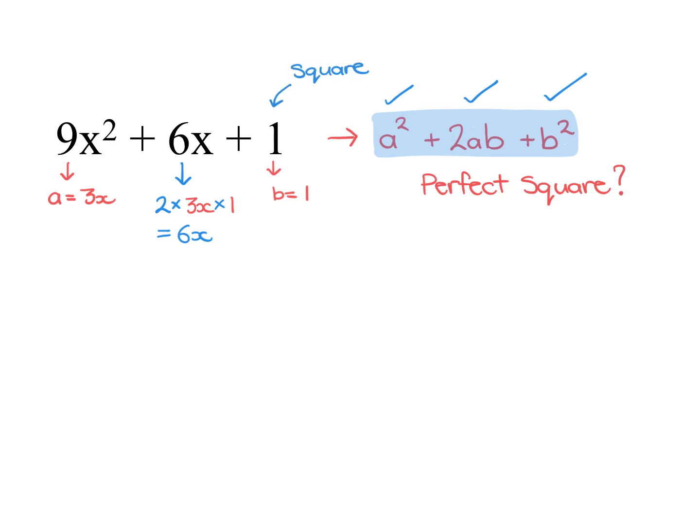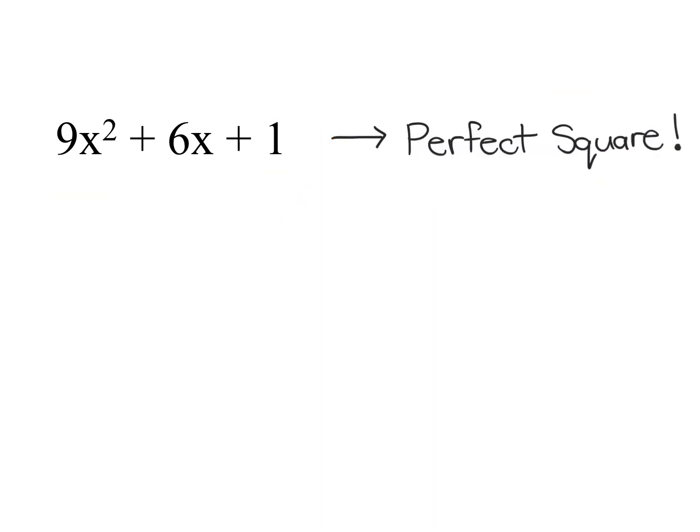Now, our last term should be a square. Yep, because if you take the square root of 1, it's actually 1. 1 times 1 is 1. So all in all, this is actually a perfect square.